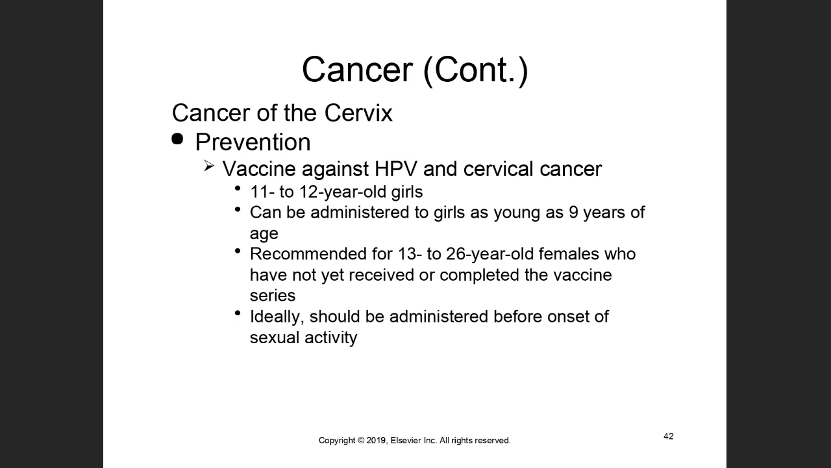Prevention: we have the vaccines, and the vaccine can be administered to girls as young as 9 years. The recommendation is from 13 to 26 years. Not only for girls, also for males. You give the vaccine to both.